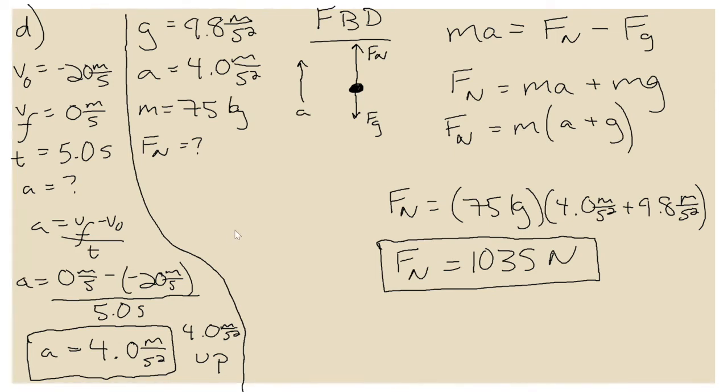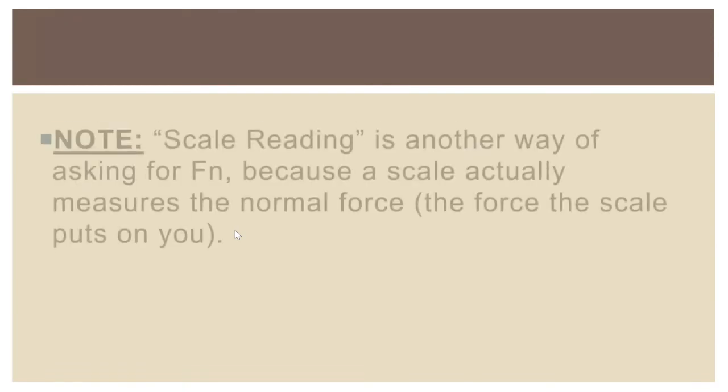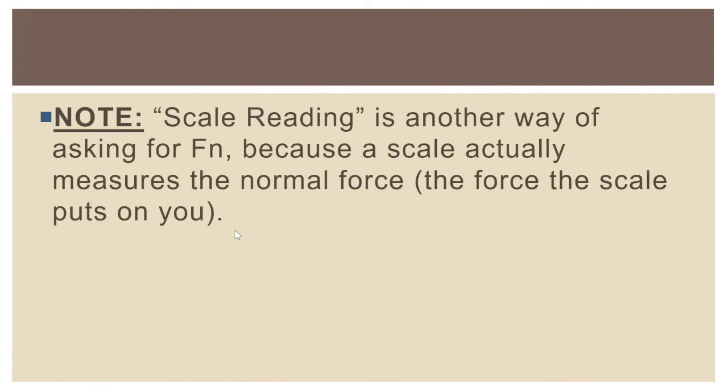So before we wrap up the problem-solving portion for the elevator problem, let's just say two things, two little notes from that problem. The first note, of course, as we've said a bunch of times, is that scale reading, or apparent weight, is another way of asking for the normal force, because a scale actually measures the normal force. That's the force the scale puts on you. So that should be obvious by now based on what we said.